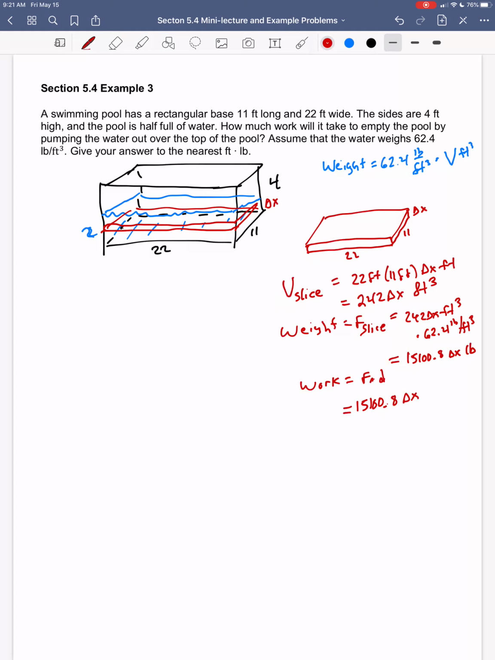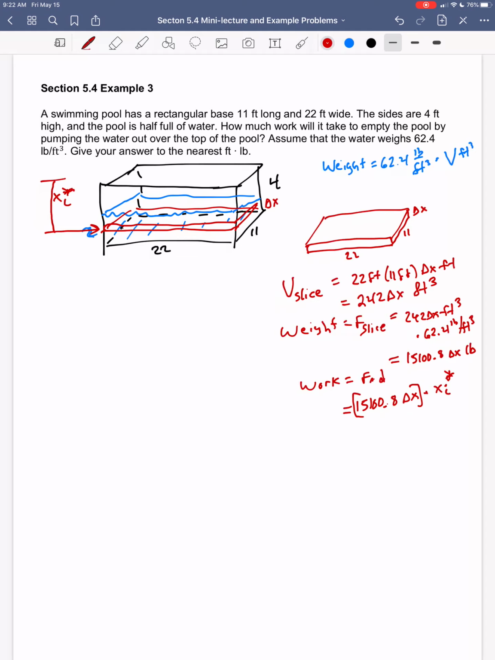But now, what's the distance I'm lifting that slice of water? Well, the distance has to be from the top of the pool down to where this slice is. And of course, that value is changing. At the bottom of the pool, all that water has to get moved up 4 feet. At the top of the water level, it only has to go up 2 feet. But I'm going to let this be essentially a little x sub i star. And so the work done is this force times the distance, which is going to be x sub i star.